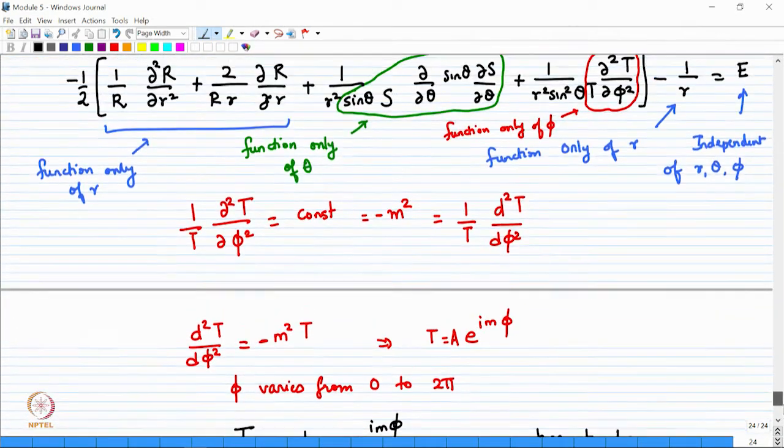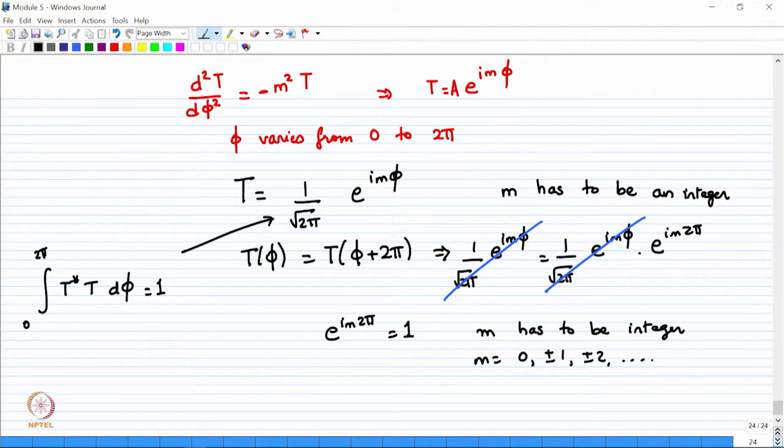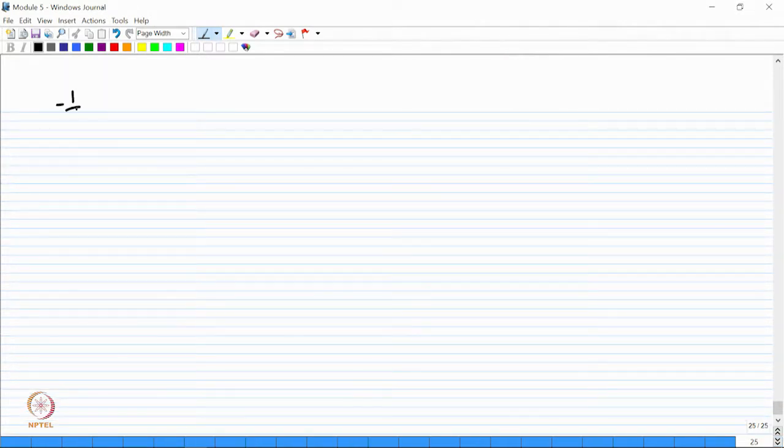Now what we do is we take this solution. So we use this form of t in this equation, and we write the remaining part of the equation. What I will do is collect the r terms together, so that you can see the expression. So I will get minus half.